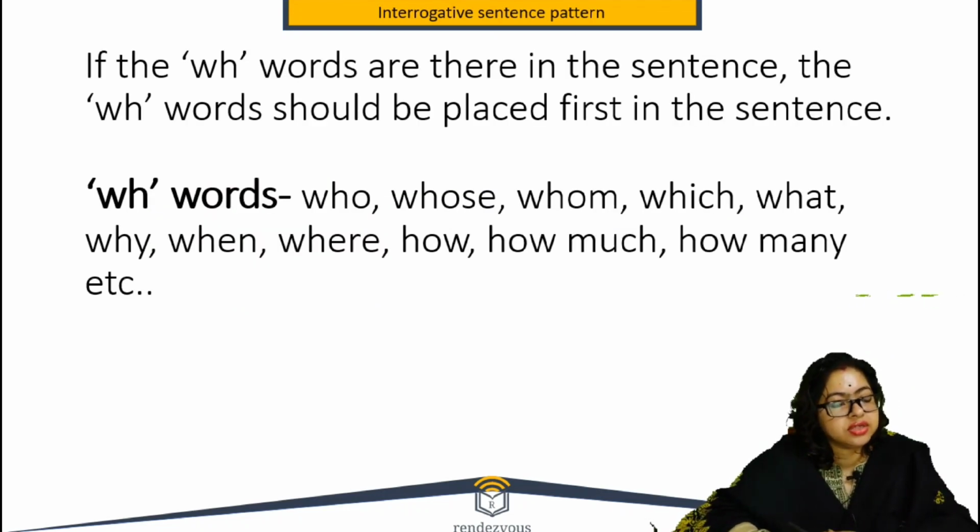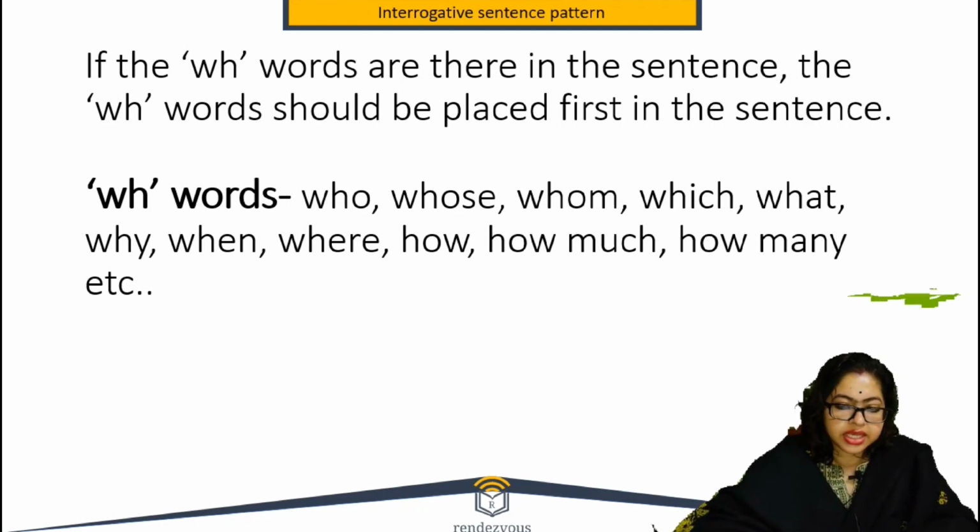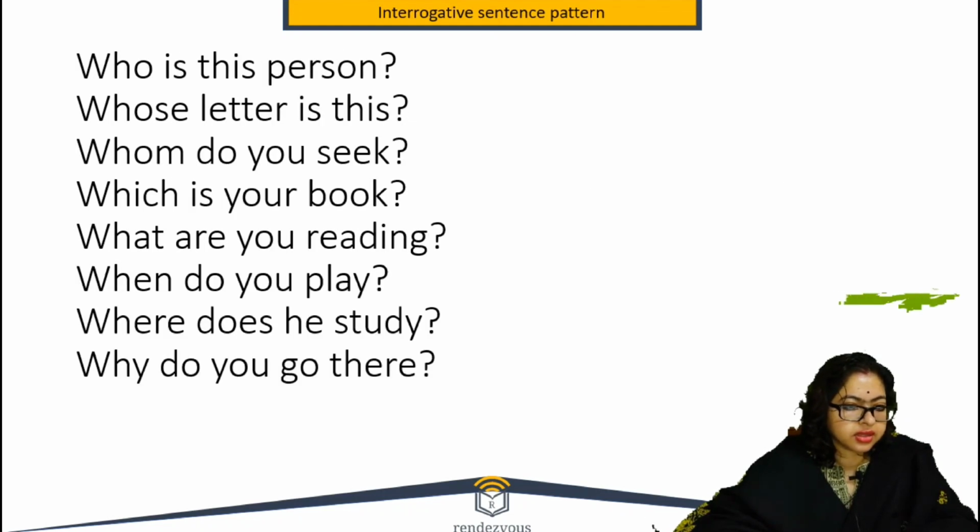Now coming to interrogative sentences which have the WH words in them. What are the rules for that? Now the WH words are, like we all know, who, whose, whom, which, what, why, when, where, how much, how many, and so on. If the interrogative sentences have them, what are their patterns? Now please have a look at these examples. Whose is this person? Whose letter is this?